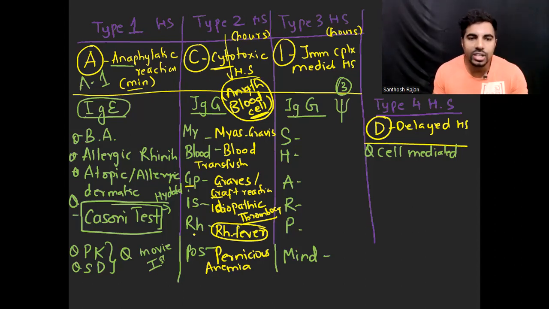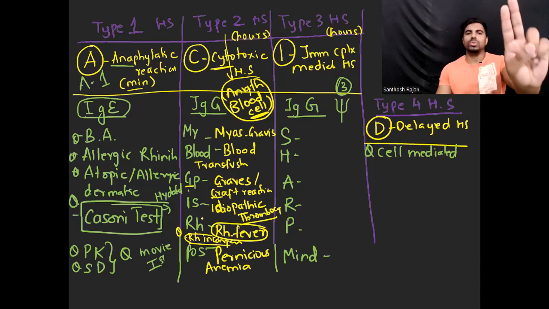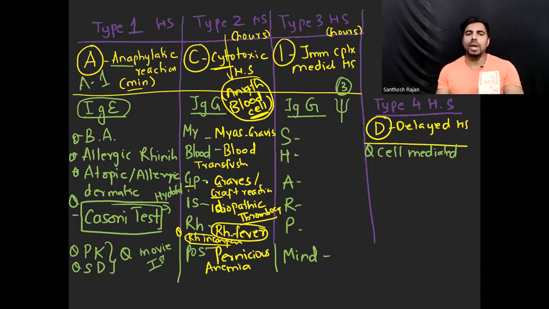I didn't write RH. RH means rheumatic fever and RH incompatibility also. Not only that, blood incompatibility, wrong blood matching, everything crossing, everything will come in type 2. Even if you forgot, remember my blood group is RH positive. It's mandatory to know.